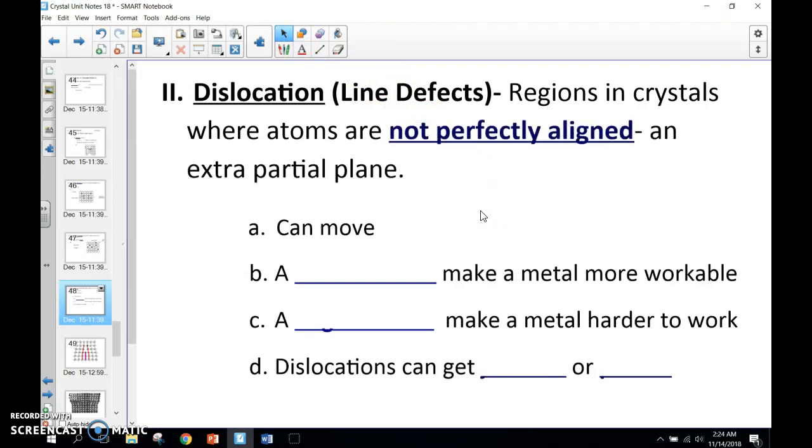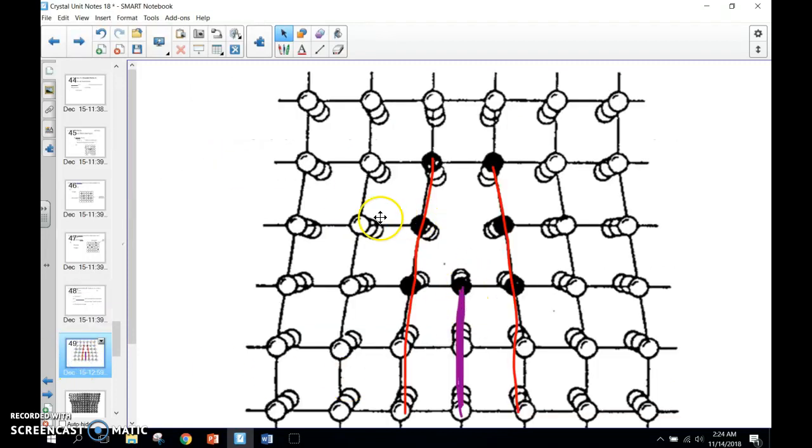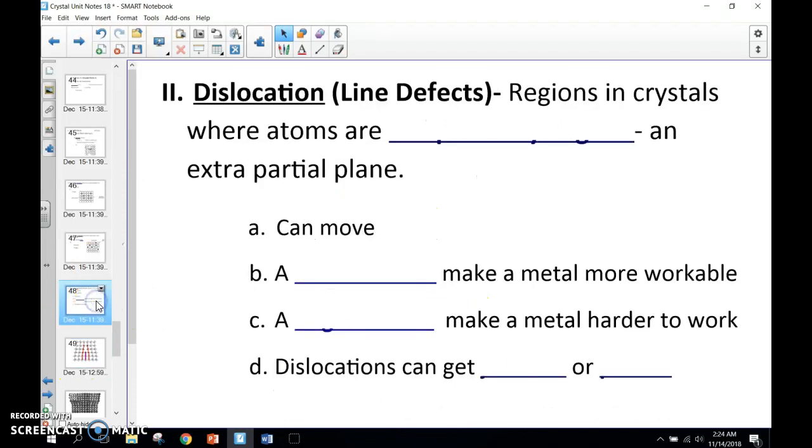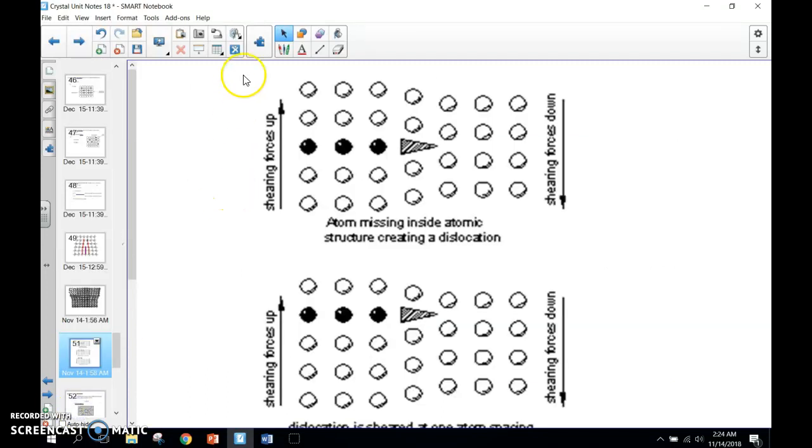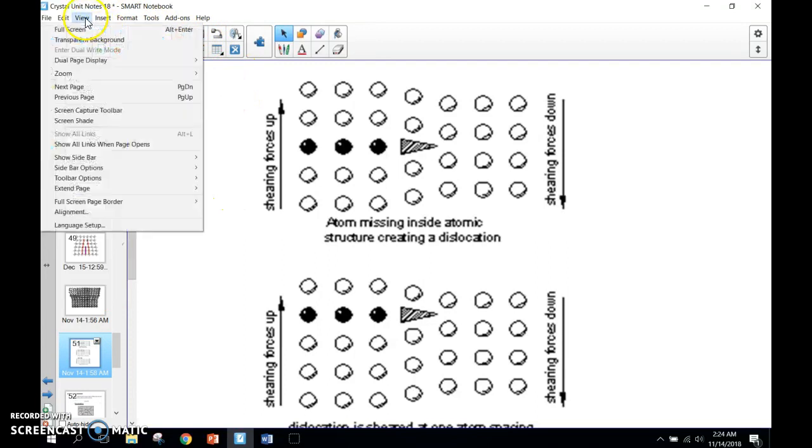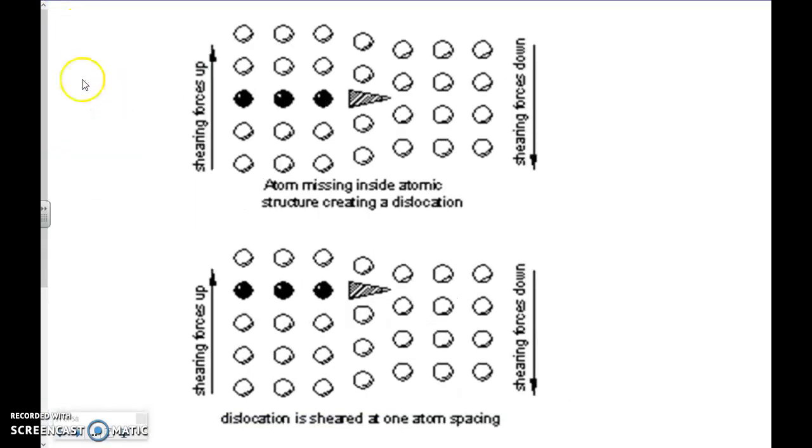Those crystals are no longer perfectly aligned because they have that extra plane in there. So there you go, that extra plane being pushed in front of it. Okay? Now the really cool thing is they can move. If you take a look at this little animation, little picture, here's your defect. Those are the extra plane.